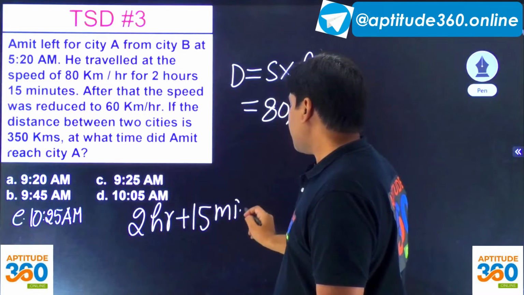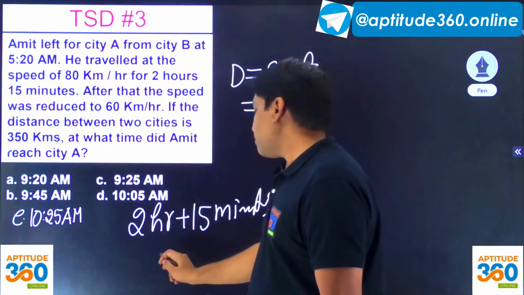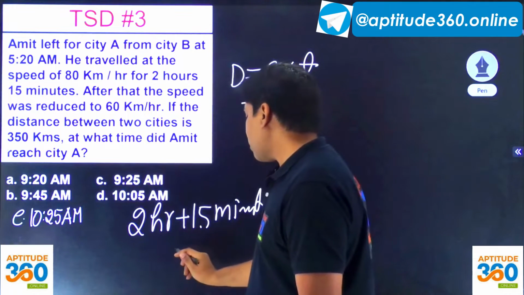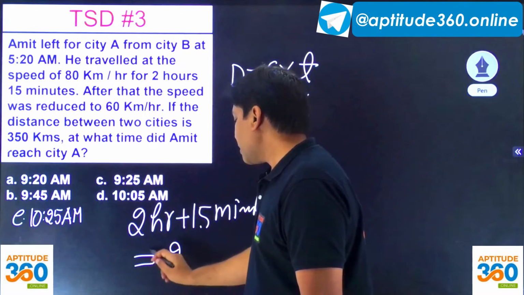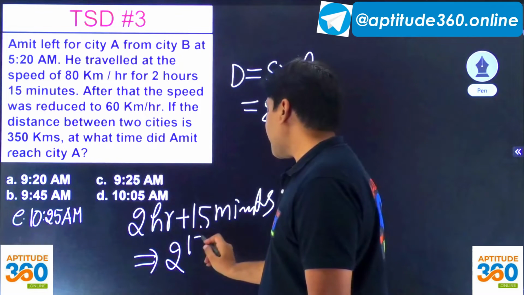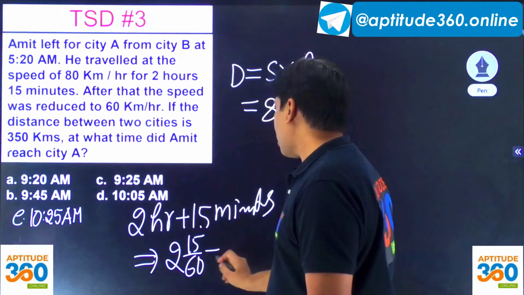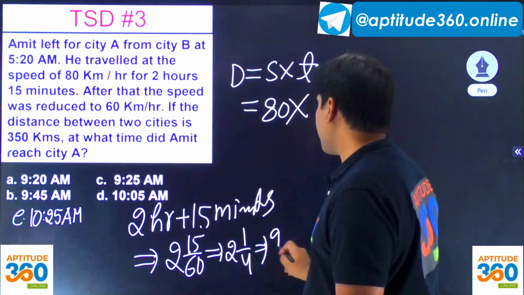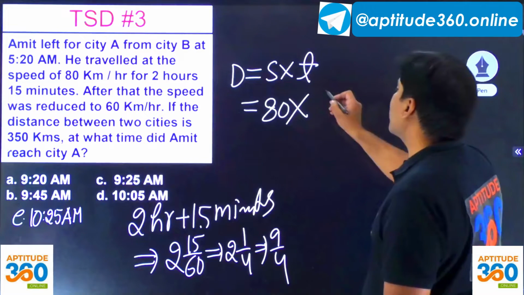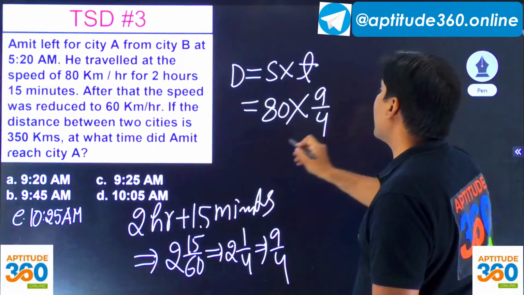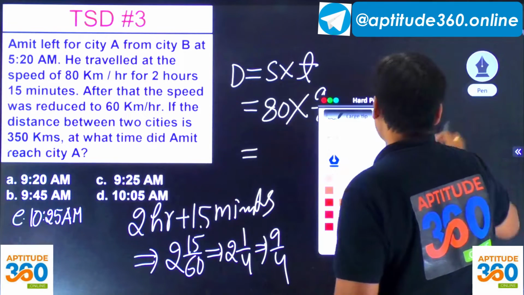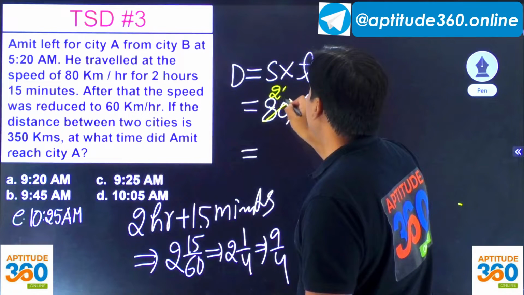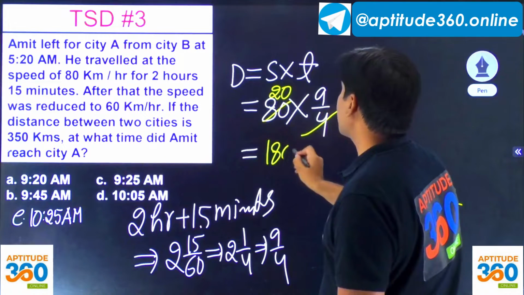2 hours 15 minutes. You should use your brain a little. This is how I taught you, you should be doing it from video number 1. 2 15/60, so you can write 2 1/4, or you can write this as 9/4. And if you simplify this, what is the value you are going to get? 20 into 9, it is 180 kilometers.